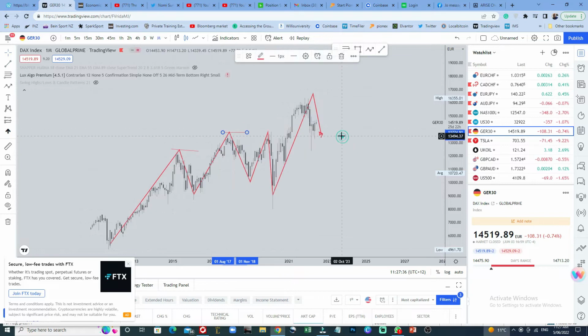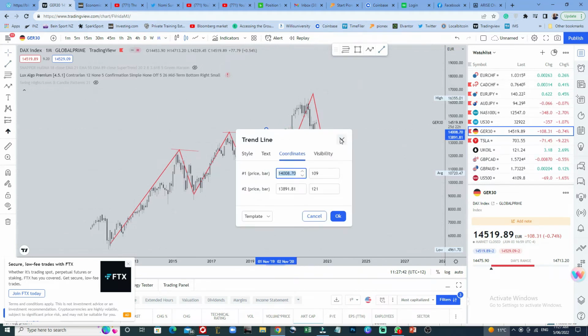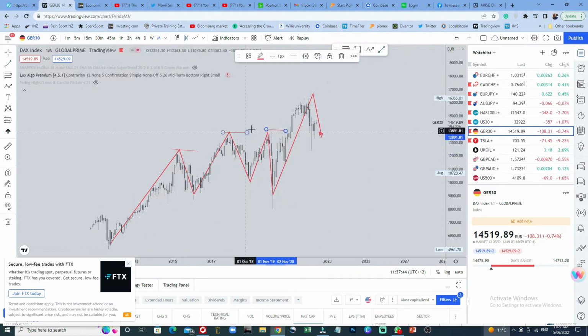That's how you know the direction of the market. You must look at the structures and see to what level it has been building. See, it started making higher highs.